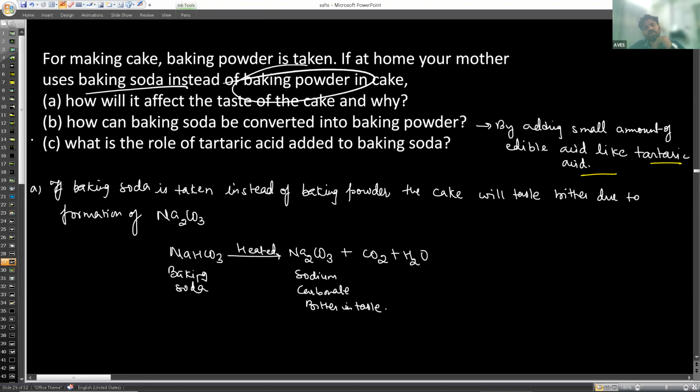She needs to use baking powder, which is a mixture of double acids and baking soda, but she uses only baking soda, which is pure sodium hydrogen carbonate. No double acid is added. So how will it affect the taste? And how can the baking soda be converted into baking powder? And what is the role of tartaric acid? So write the question and then answer. Just you need to answer me this orally. Okay, write the question only.